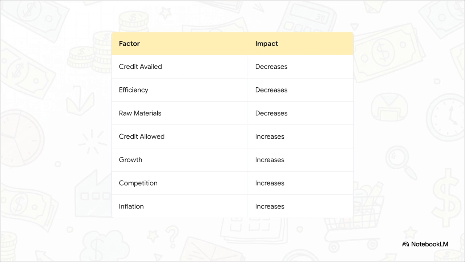Now for the amplifiers. Credit allowed increases working capital. Growth prospects increases. Competition increases. And finally, inflation increases working capital. These relationships are tested constantly in board exams, particularly in those tricky multiple-choice questions and case studies. Just memorize the direction of the impact.